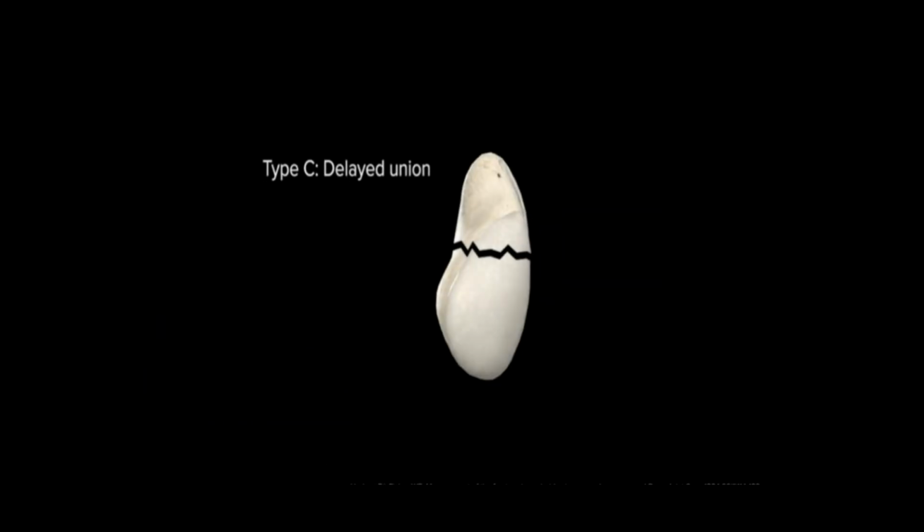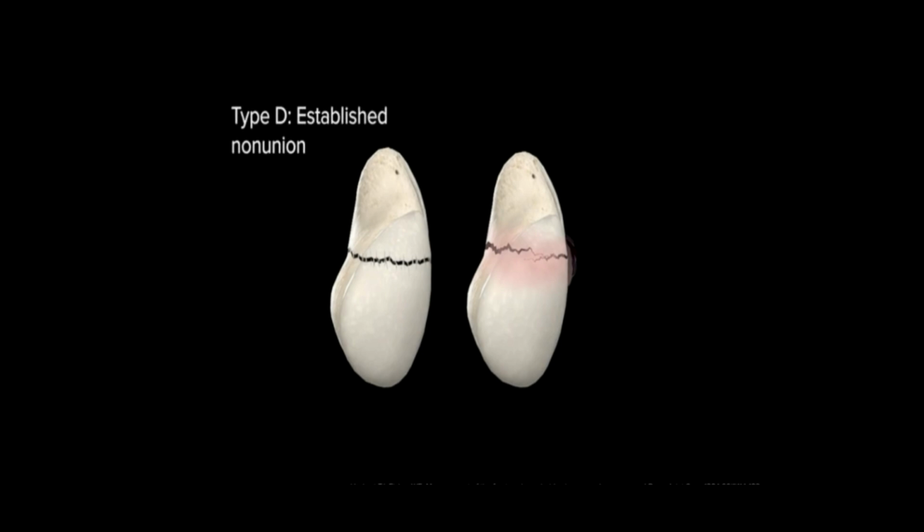Type C describes a delayed union. Type D is an established non-union fracture, with D1 showing a fibrous non-union and D2 a pseudoarthrosis. Non-operative treatment for stable non-displaced or minimally displaced scaphoid fractures is immobilization for 6 weeks with a long arm thumb spica cast, followed by 6 weeks in a short arm thumb spica cast.